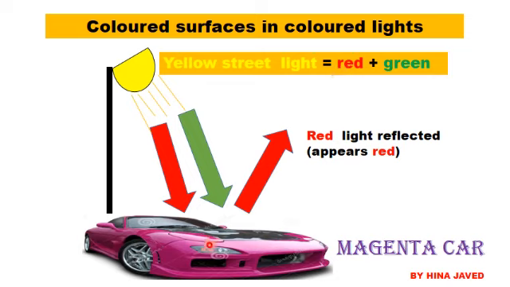It means magenta car under a yellow street light will absorb green light and red light is reflected. Magenta car appears red under a yellow street light because magenta contains red and blue color mixed together. That's why green light will be absorbed by the magenta car, red light is reflected. Magenta car appears red under yellow street light.